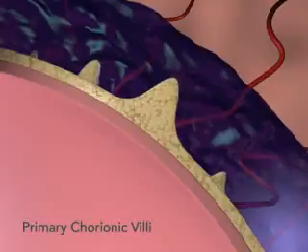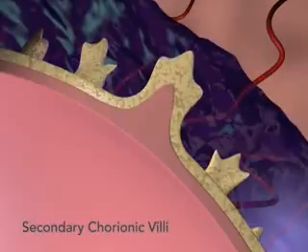Toward the end of the second week, small projections of the cytotrophoblast begin to expand into the syncytiotrophoblast, forming primary chorionic villi. Early in the third week, extraembryonic mesoderm grows into these villi, forming a core of loose connective tissue, at which point the structures are known as secondary chorionic villi.